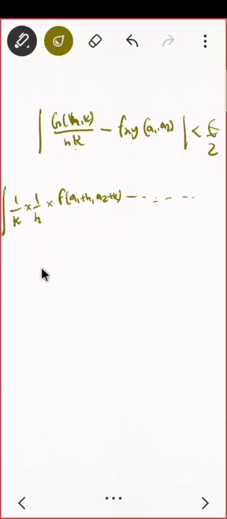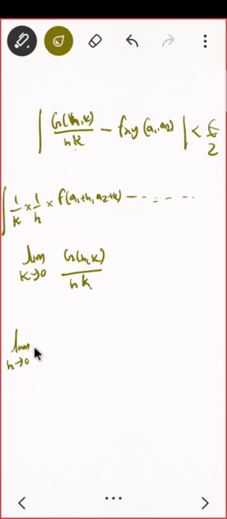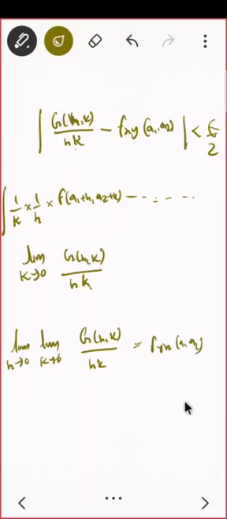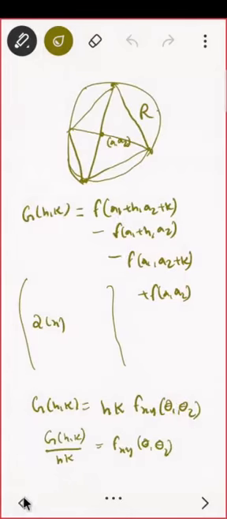Take limit k tending to 0 of g of (h, k) upon hk, correct? Then later on you have to take limit h tending to 0. So you'll be having that f of yx, that will be your fyx, and both will be equal, correct? Everything is the same, I just needed a rectangle, that was the trick here.